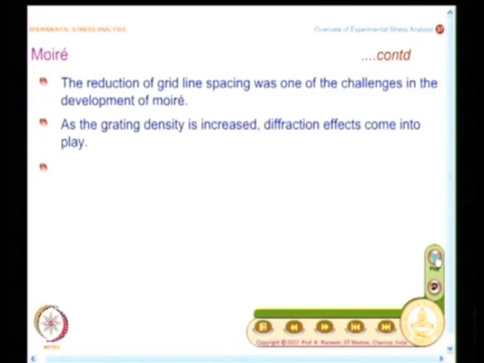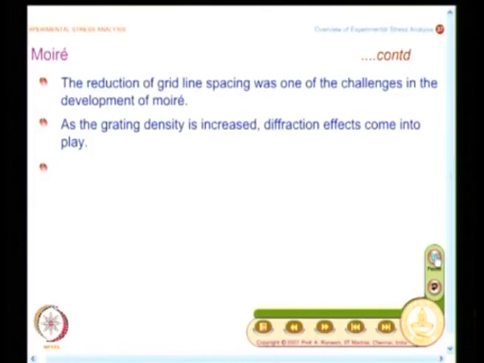So, what you find is, if you look at the Moiré literature, the grid line spacing, how fine it is, was a very big challenge for scientists to develop. And when you think of Moiré, you cannot forget the contributions by Daniel Post and his co-workers. They have developed the technique very well, and as the grating density is increased, I will also have to bring in diffraction effects for interpretation.